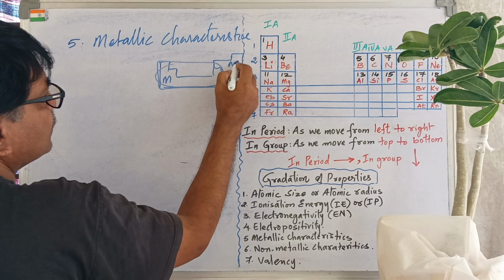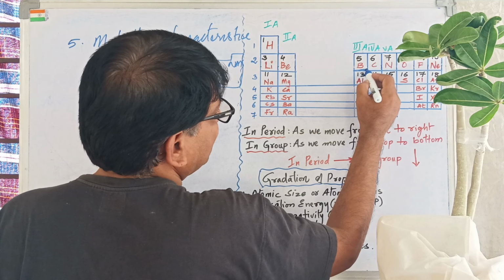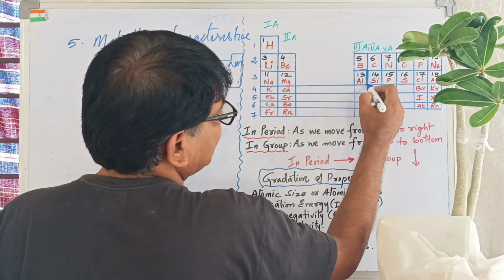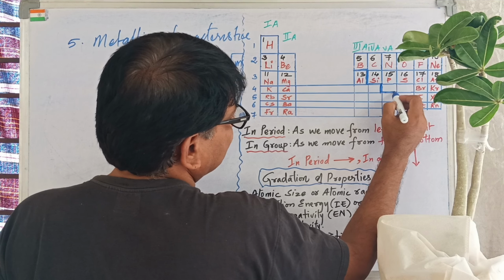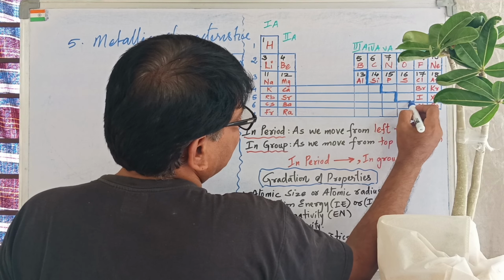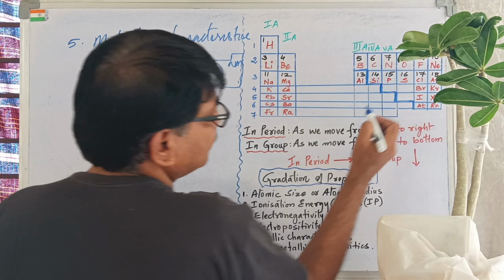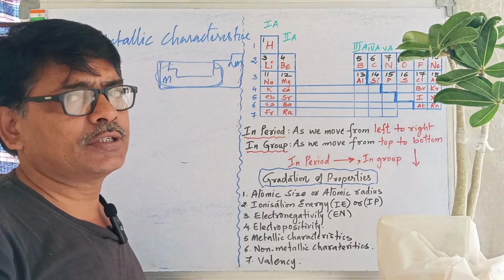And you will find non-metals here. And in between there is a demarcation line. This is called the demarcation line. It's like steps. Okay? It goes on like that. So the elements which are on either side of this demarcation line are called metalloids. They have both characteristics, metal as well as non-metal characteristics.